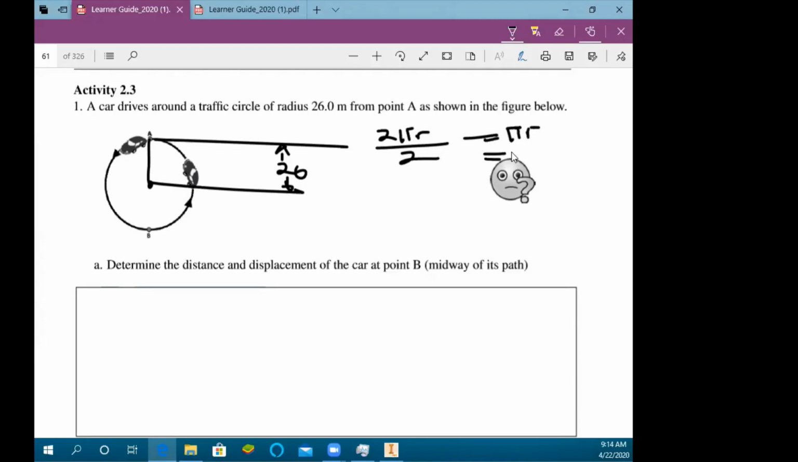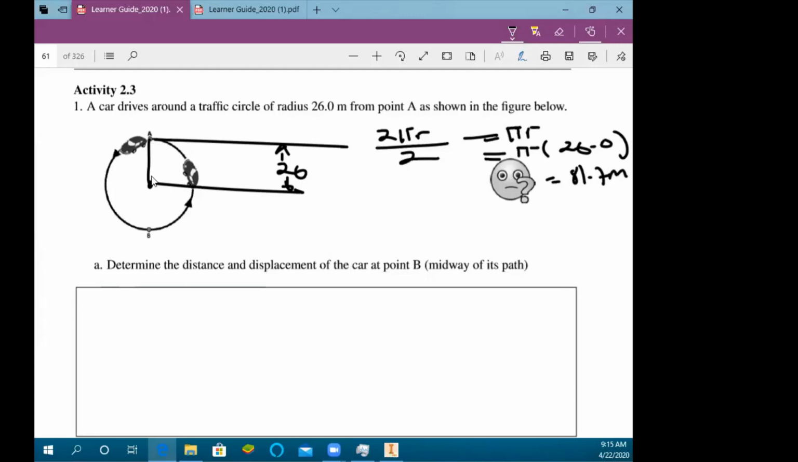So in this case, we just substitute the value. The value is pi times r, where r is 26, right? Yes. Great. What value are we getting there? I'm getting 81. Yes. 81.7. Right? Yes. Now they want the displacement.